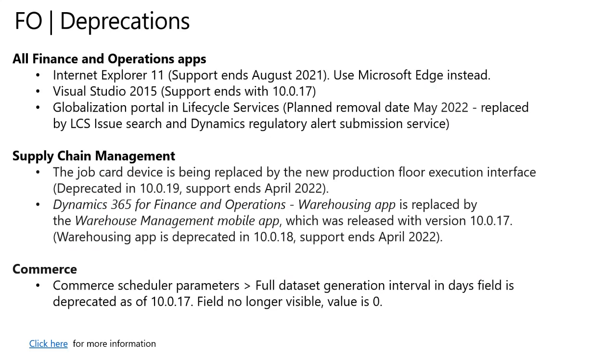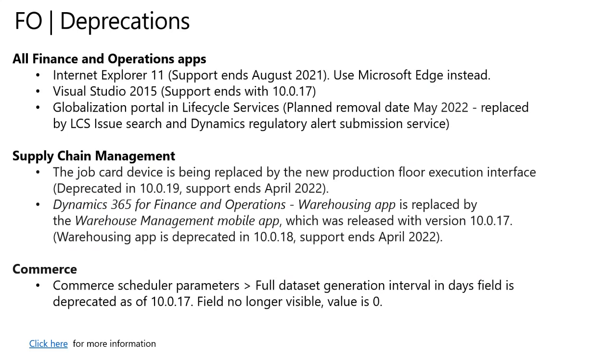The globalization portal in Lifecycle Services is planned for removal in May 2022, but that'll be replaced by the LCS issue search and the Dynamics Regulatory Alert Submission Service. On the supply chain side, the job card device is going to be replaced by a new production floor execution interface. And the warehousing app is also being replaced by a warehousing management mobile app, which will have a new look and feel and some added functionality.